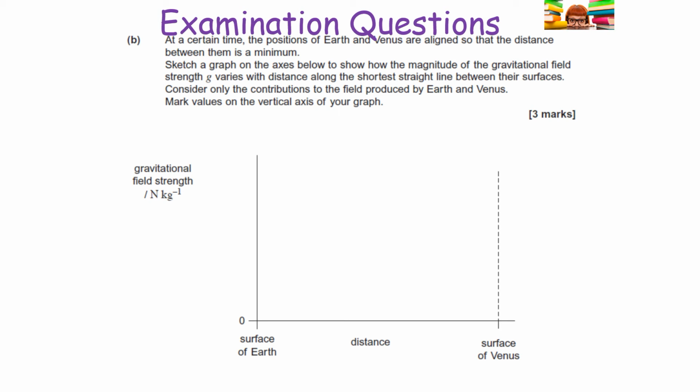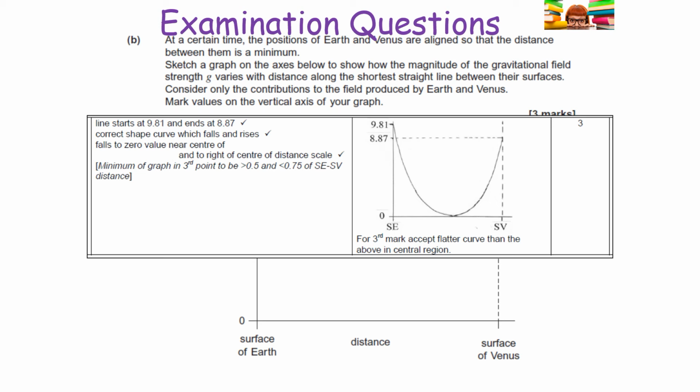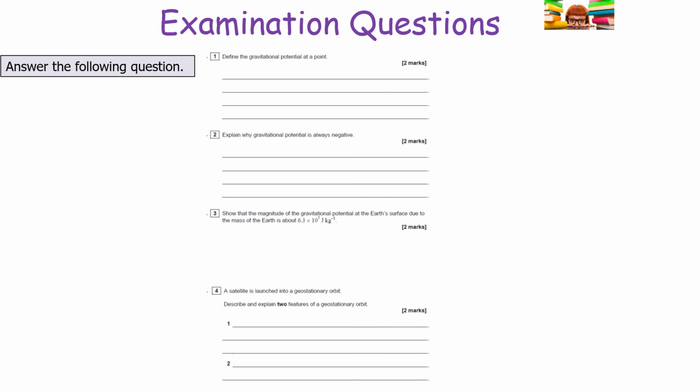Now, you know that the field strength of Venus is 8.87. You know that because I told you in the question previously, and they'll follow the inverse square law, so you'll see that curve and that curve being drawn, and you notice there'll be a point which is exactly 0 when the 2 gravitational fields cancel out. So that's the sweet spot where you would have actually no overall gravitational field strength. Let's have a look at the next question then.